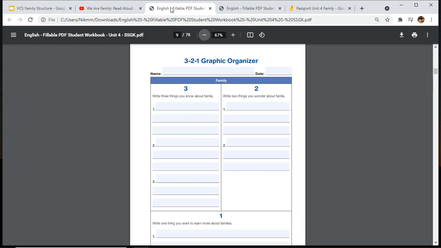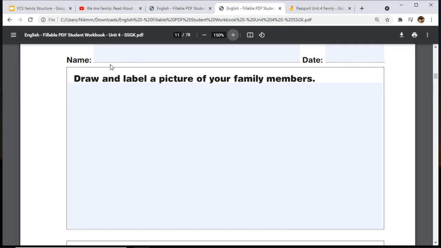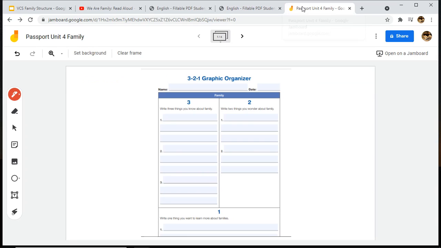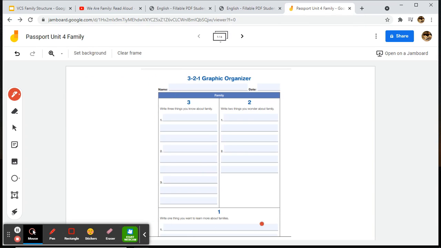So first, I took a screenshot of the student workbook. And here they have a 3-2-1 graphic organizer. 3 things you know about family, 2 things you wonder about family, and 1 thing you want to learn more about families. Secondly, students were asked to draw and label a picture of their family. So on Jamboard, I've created some adaptations. Here I took an image of the 3-2-1 graphic organizer. And here is my adaptation.